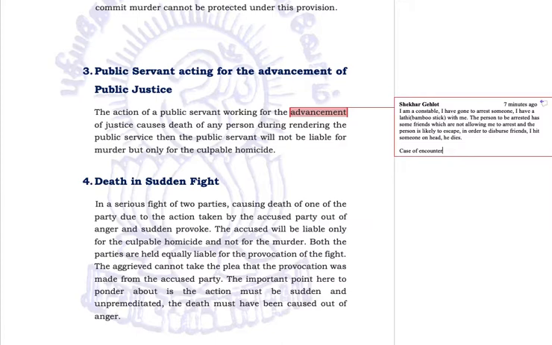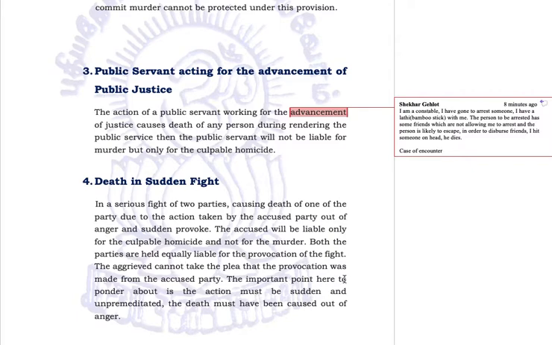And if someone dies in such a serious fight, then it shall be treated as an exception to murder, and you will not call it a case of murder, it will be a culpable homicide alone. The accused will be liable only for the culpable homicide and not for the murder. Both the parties are held equally liable for the provocation of the fight. Now, both the parties are liable for provoking each other. The aggrieved cannot take the plea that the provocation was made from the accused party.